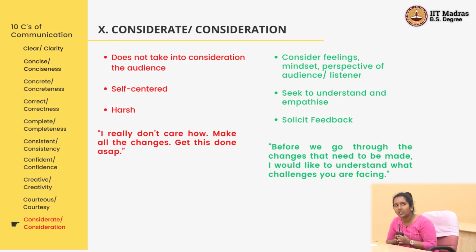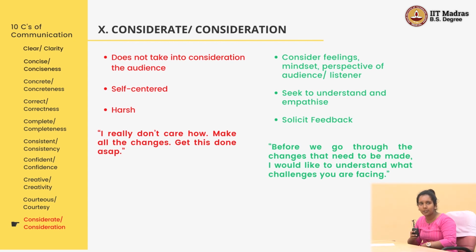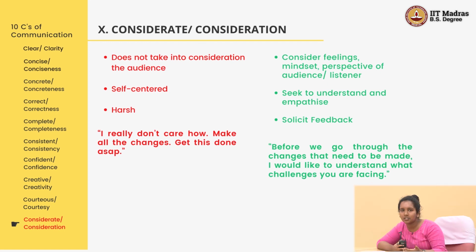The final C of communication is consideration. I feel this is the most important C, because without consideration, communication can become miscommunication. Consideration essentially means stepping into the shoes of another person. When you're communicating, it's important to consider the feelings of the receiver and their mindset, and you should carry the perspective of the listener as well. Whoever is communicating should seek to understand and empathize with the receiver. You should try to avoid being self-centered and harsh in your communication.